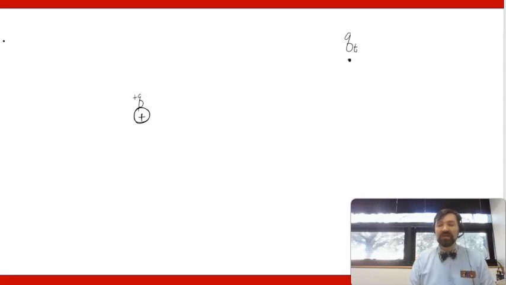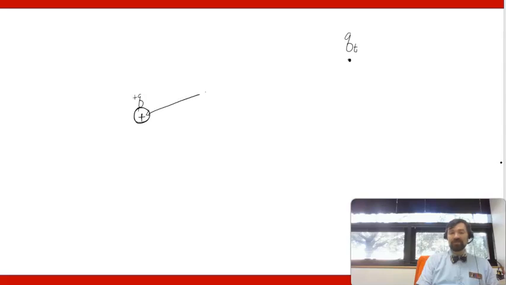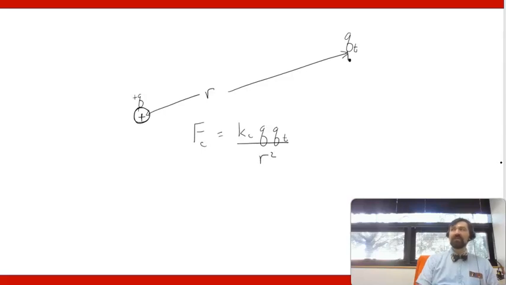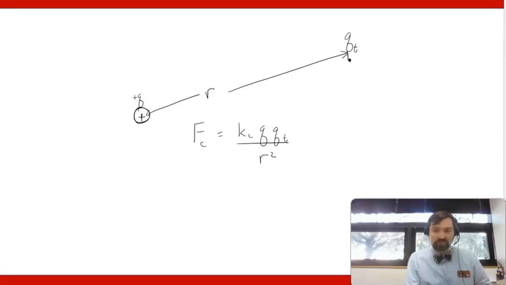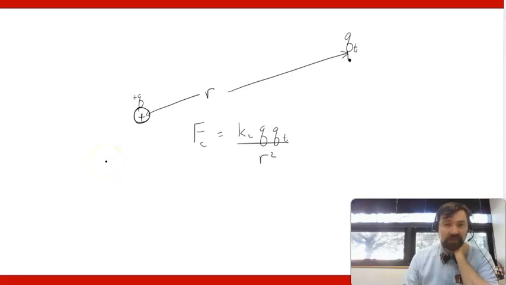Well, we know that the answer is dependent on how much charge is present in the test charge and also how far apart the two of them are. So if this distance right here represents distance r between the two of them, then the Coulombic force would be Kc Q times Q test divided by r squared.